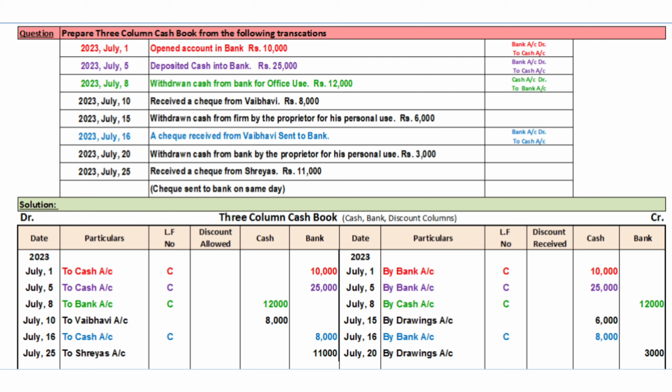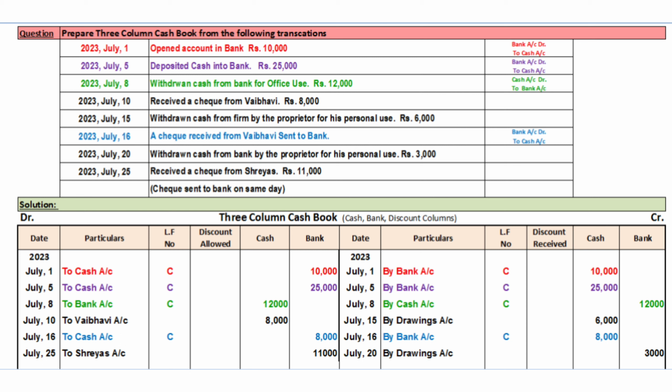It should be recorded on the credit side. When the owner or proprietor utilizes cash from the firm, it is recorded in the credit side cash column. If he withdrew cash from the bank, it should be recorded on the credit side in the bank column. So it is recorded on the credit side by drawings, and since cash was used from the firm, it is recorded in the cash column. Now come to the next dated transaction, that is related to a contra entry.